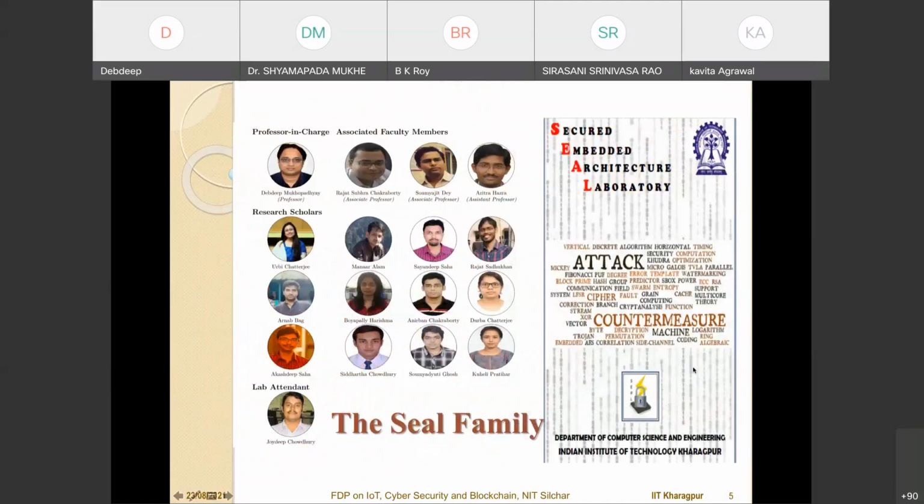So in order to do this kind of research on various kinds of attacks and countermeasures, nothing to do with the US made in seal, it is just an academic endeavor where there are several faculty members, postdocs, and research scholars. This is a small picture of the entire family, which works in this domain of finding new attacks and suitable countermeasures.